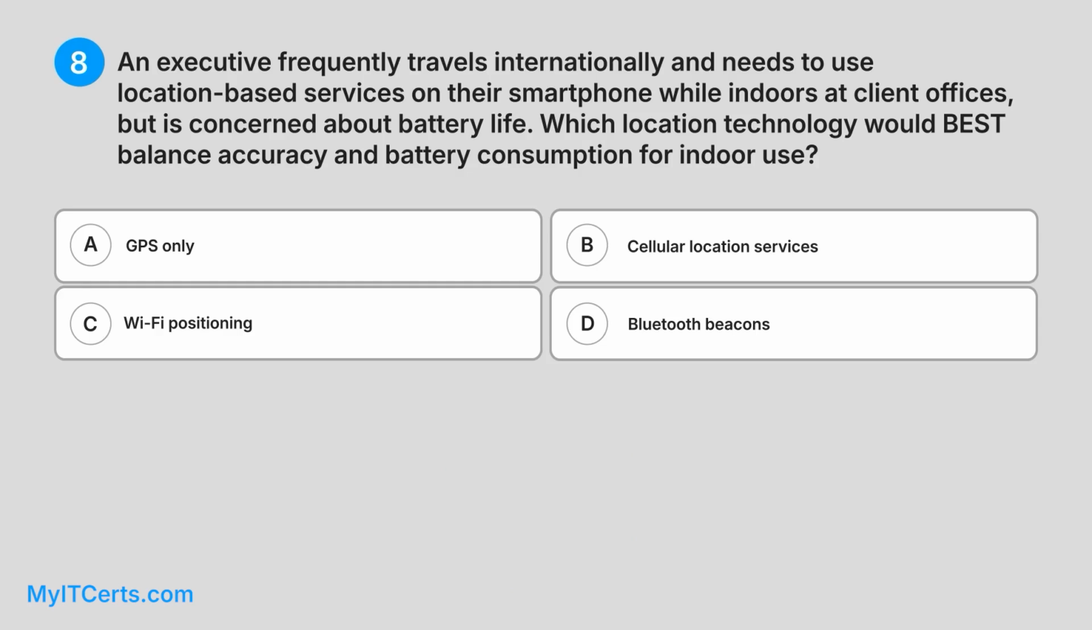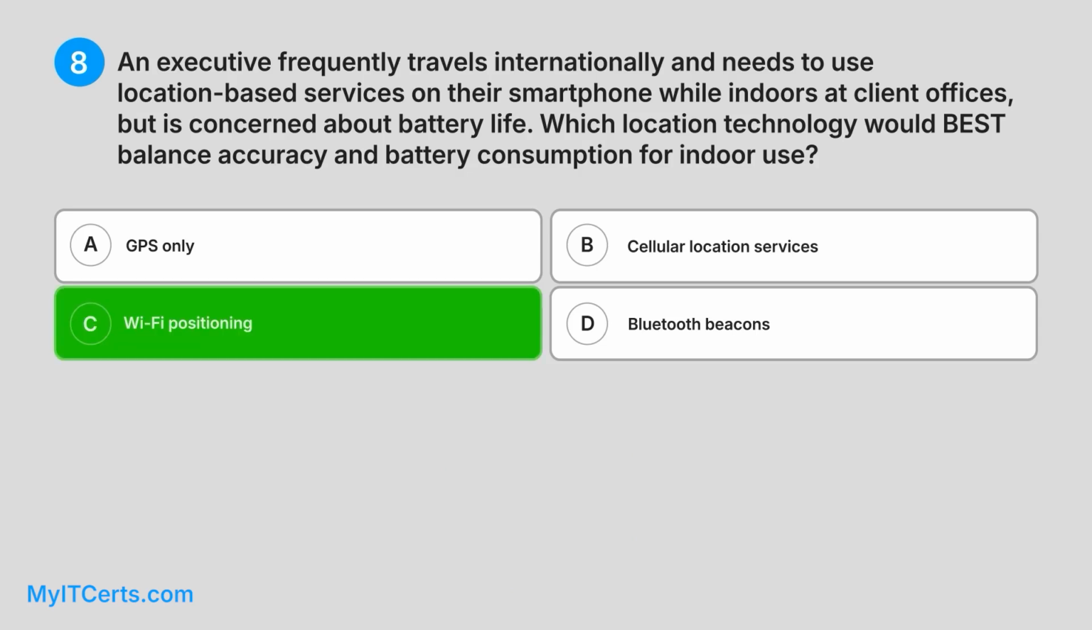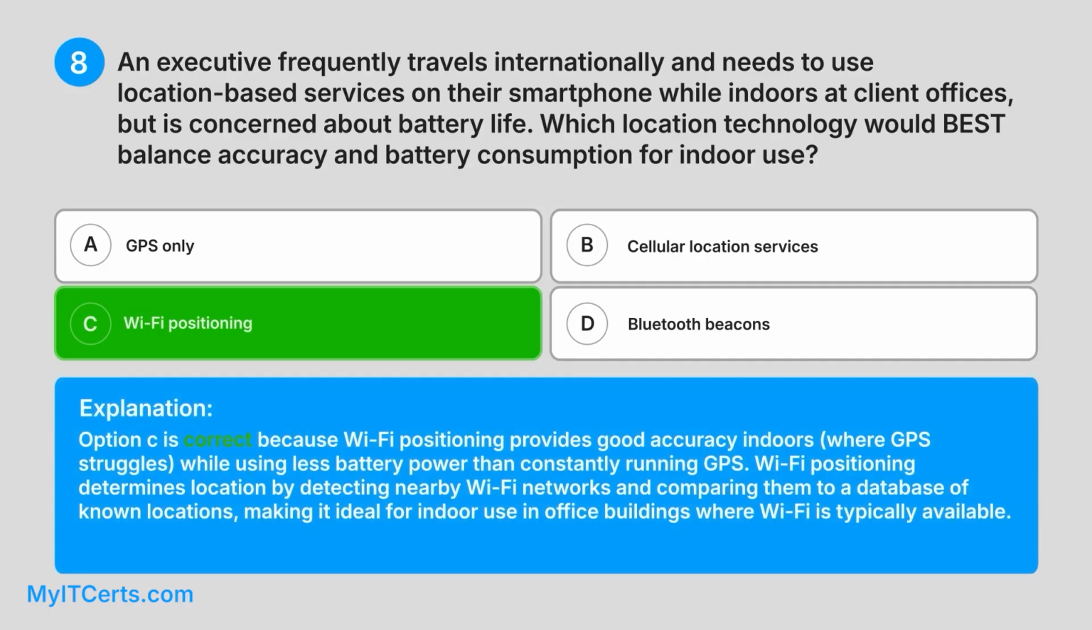Correct answer: C. Wi-Fi positioning. Explanation: Option C is correct because Wi-Fi positioning provides good accuracy indoors, where GPS struggles, while using less battery power than constantly running GPS. Wi-Fi positioning determines location by detecting nearby Wi-Fi networks and comparing them to a database of known locations, making it ideal for indoor use in office buildings, where Wi-Fi is typically available.